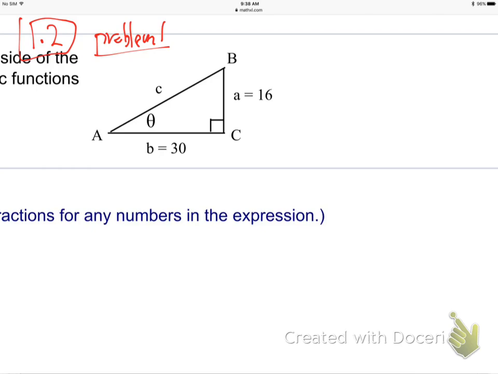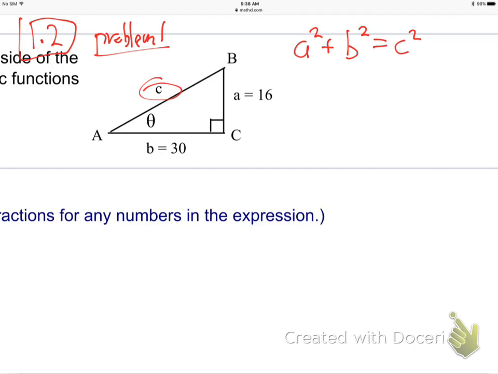So section 1.2, problem number 1. What they're asking me to do first is find C right there. I bet a lot of you already know how to do that. How do we find C in that triangle? Yeah, Pythagorean Theorem. A squared plus b squared is c squared. Exactly. So that's the first thing.